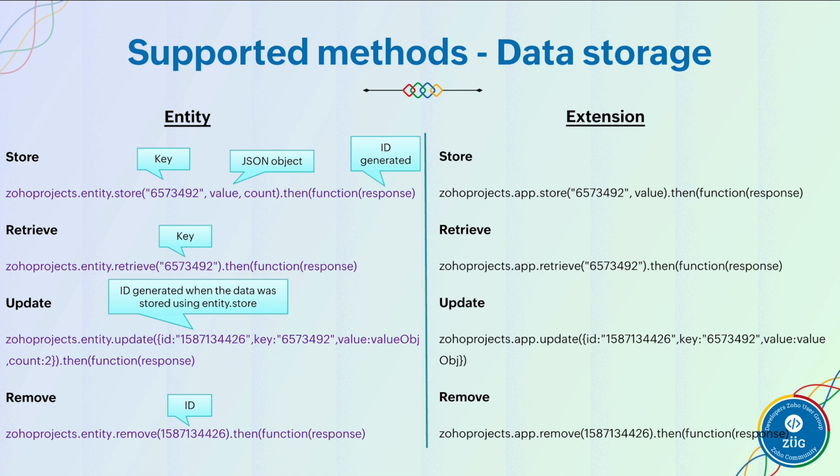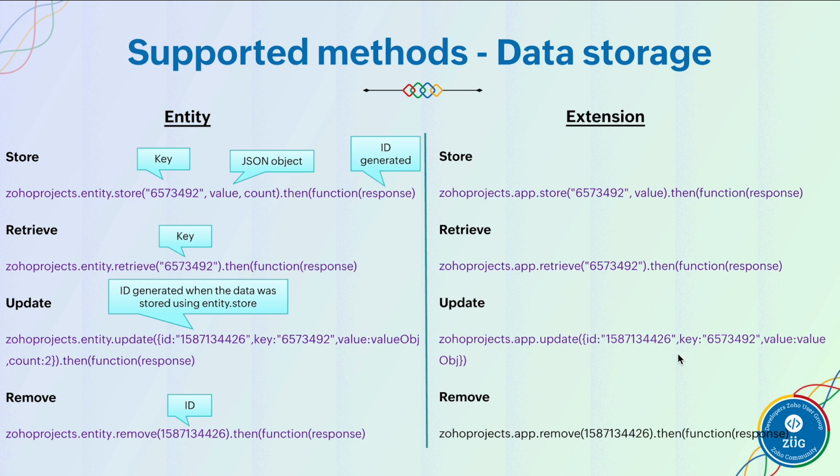This is the format in which these methods can be invoked as part of your widget code while you're building the Zoho Projects extension. The same format will apply for extension level data storage as well, but the method name alone will differ. The method name will be prefixed with the keyword app. So for extension level data storage, it's going to be app.store followed by the key value format. For retrieve, it's going to be app.retrieve followed by the key.